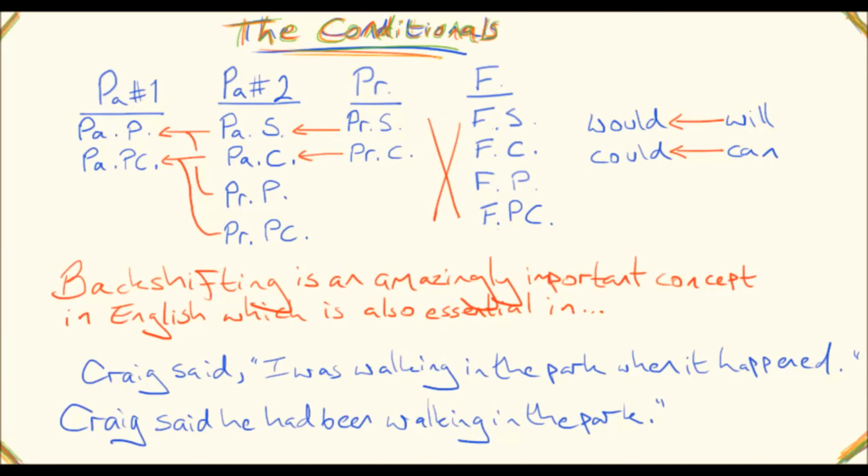Craig said, oh, I was walking in the park when it happened. Was walking? What tense is that? That's past continuous, right? Past continuous backshifts to past perfect continuous. So we have Craig said he had been walking in the park. You see this backshifting working in exactly the same way. Let's take a look at a third and final way that backshifting is used.